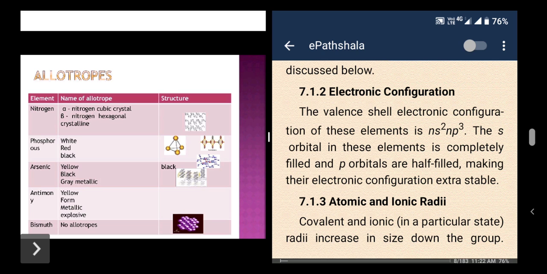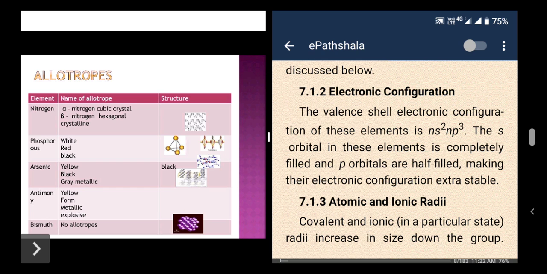A simple example for understanding allotropes is carbon. The allotropes of carbon are diamond and graphite. It's a very simple thing that you have studied in lower classes. The same thing is given here for nitrogen, where alpha and beta nitrogen are formed in a crystalline form. And phosphorus: white, red and black.